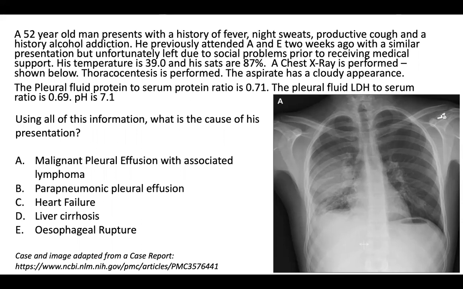We already know that they attended A&E 2 weeks ago, and unfortunately they haven't been able to receive the medical support that they need. So immediately you're hearing someone who might not attend appointments, and you're thinking of something that might have developed more than it should and might have developed complications. We've then got our temperature, which fits with a fever, and his sats, which are low and worrying. There's a serious infection going on here.